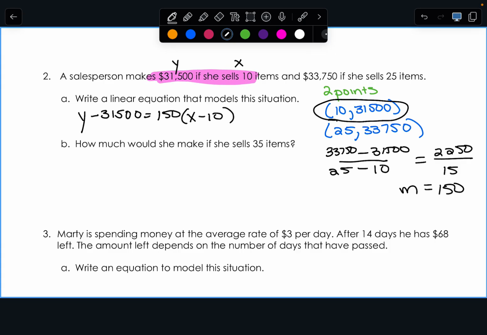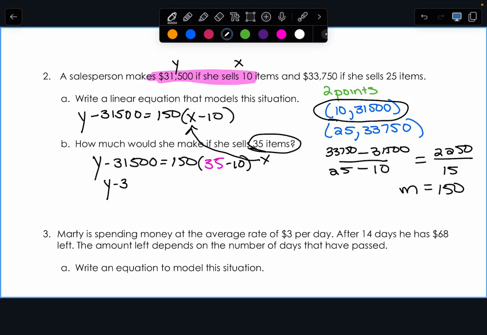The next one says, how much would you make for 35 items? Remember, that's your x value. So in the second part, you're replacing your x with 35. So y minus 31,500 equals 150 times 35 minus 10. And then we get y minus 31,500 equals 150 times 25. You can distribute. I think it's easier to just simplify that math there.